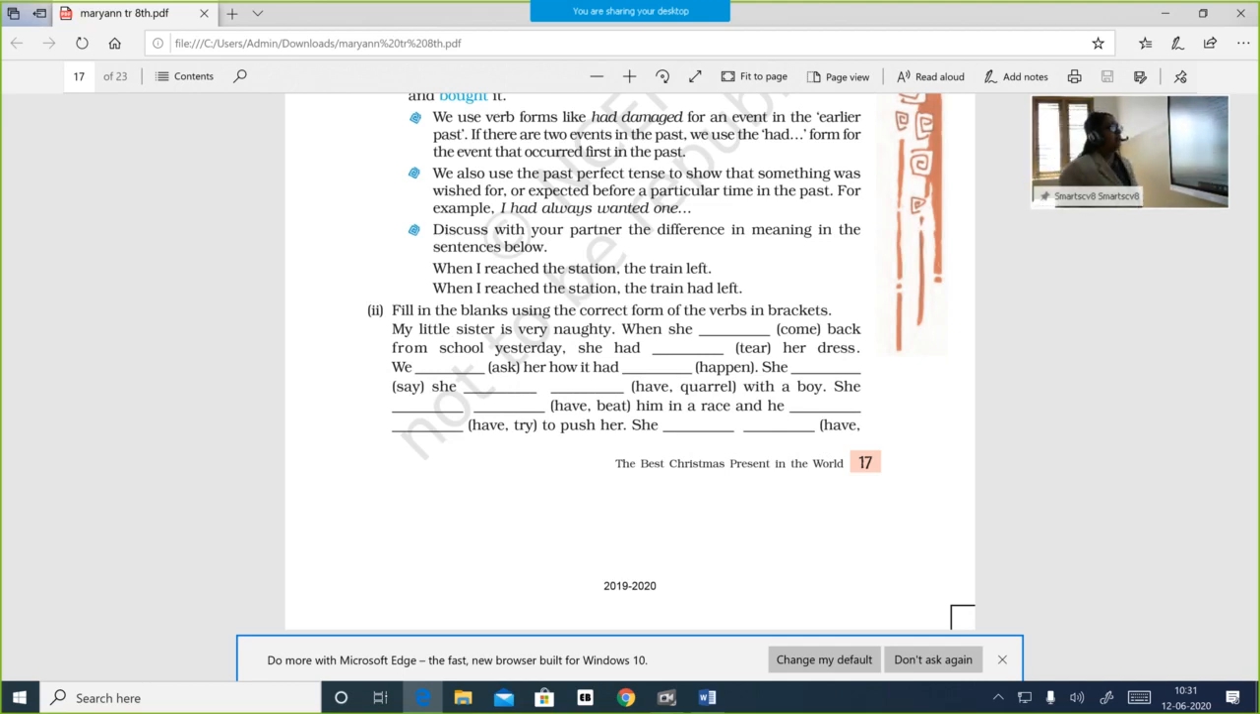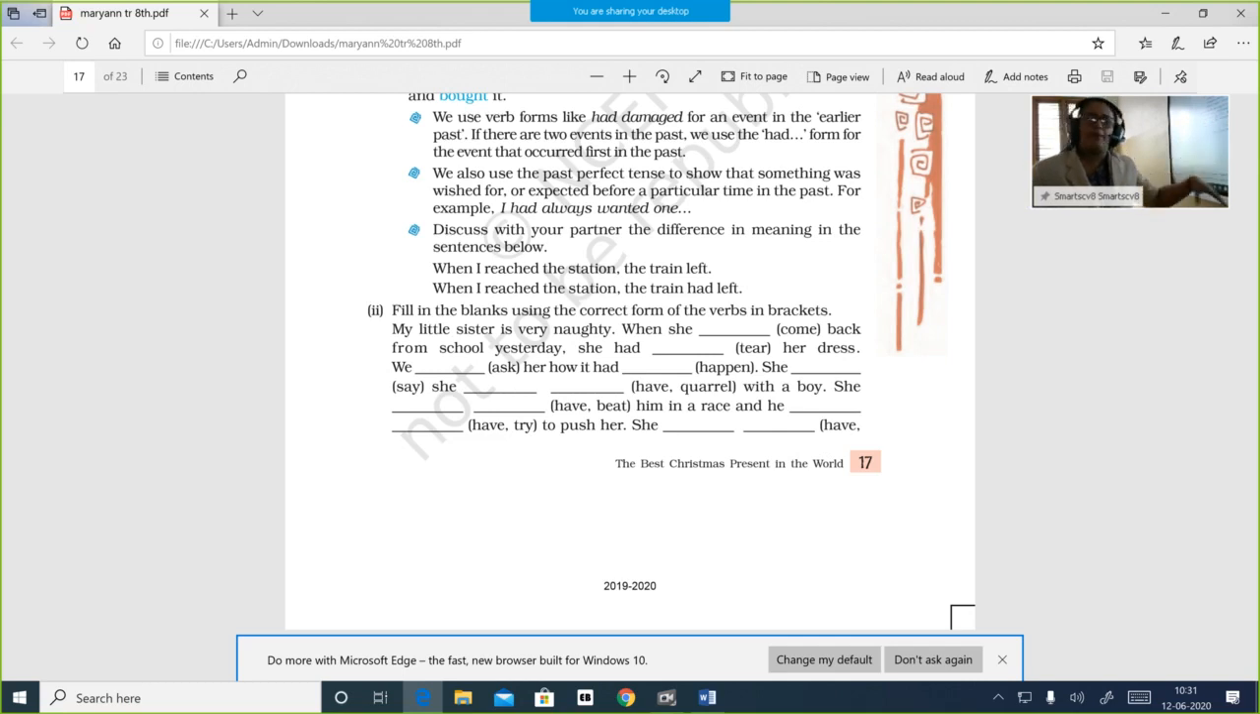H-A-D T-O-R-N. I will tell you, it is not the past tense that you will use with had. For making past perfect, you have to use a past participle. So, tear: past tense is tore and the past participle is torn. Don't forget, you have to use a past participle. So, she had torn her dress.